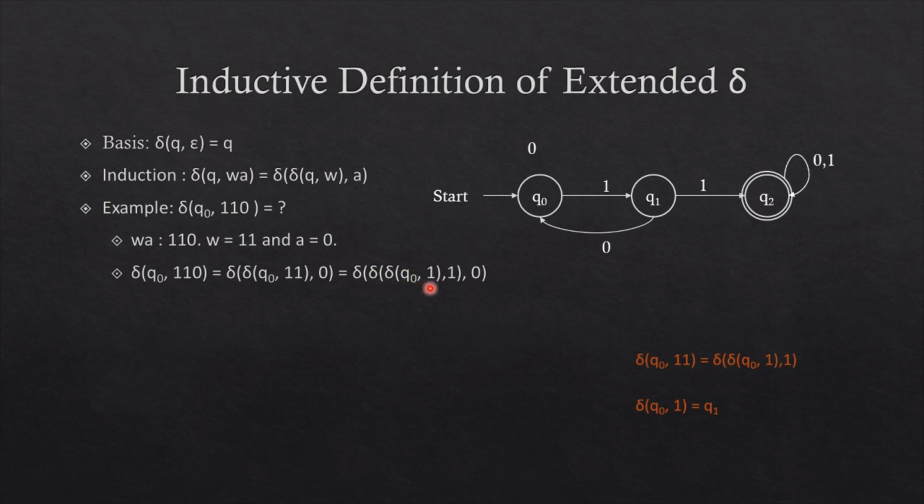We're going to calculate from the inside out delta of Q0 and 1. So from Q0 on seeing 1, we go to Q1. So we're going to replace this entire thing, delta of Q0 and 1, with Q1. And now we're going to have to calculate delta of Q1 and 1. From Q1, on seeing 1, we go to Q2. So delta of Q1 and 1 would be Q2. And then delta of Q2 and 0 gives us Q2. So that's how we can calculate using this induction rule.